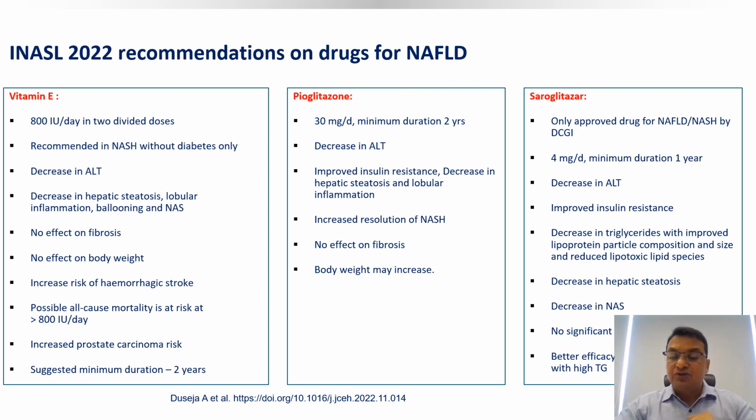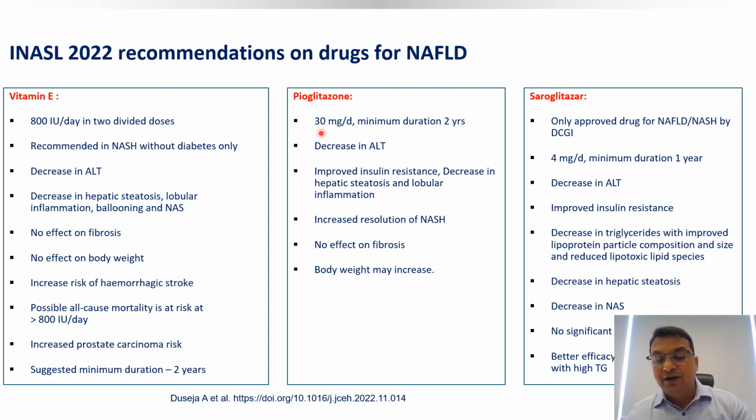INASL also recommends pharmacotherapy, predominantly three: one is vitamin E, second Pioglitazone, and Saroglitazar. Vitamin E 800 international units daily is recommended in non-diabetic NASH patients, but we have to be very careful for the risk of hemorrhagic stroke and increased risk of prostate carcinoma, and hence we have to be a little careful while prescribing vitamin E in elderly people who are already at higher risk of developing prostate cancer.